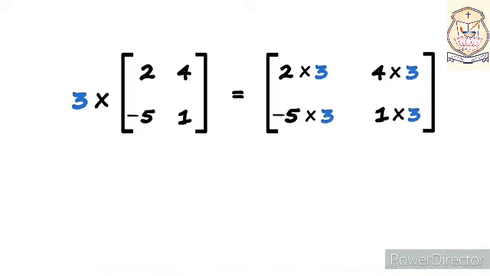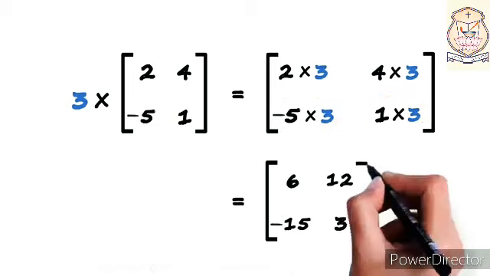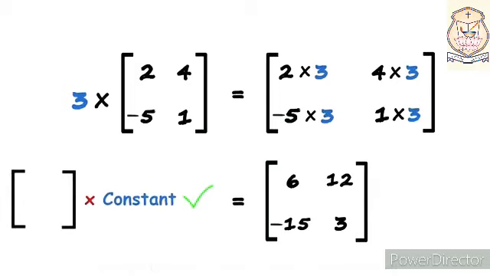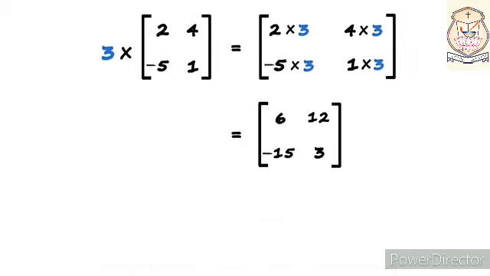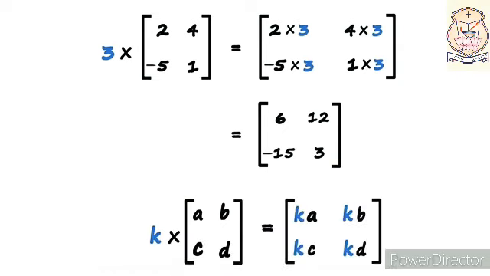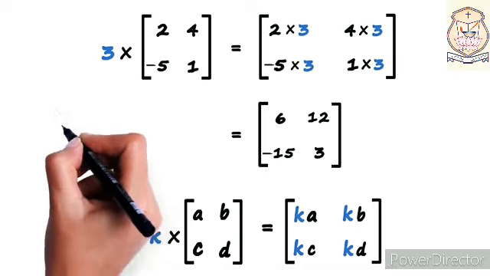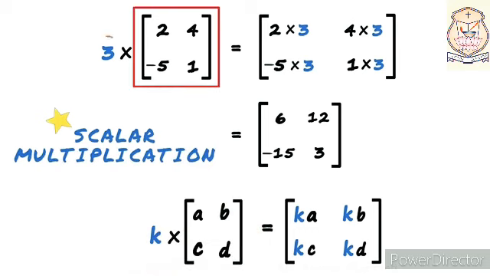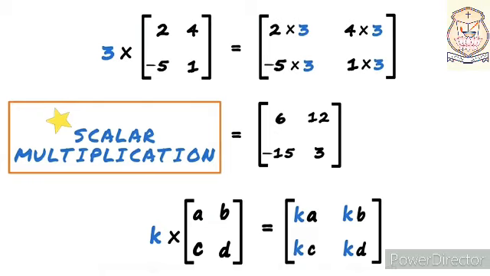Finding each element is easy now. 2 times 3 is 6, 4 times 3 is 12, minus 5 times 3 is minus 15, and 1 multiplied by 3 is 3. This is the answer. 3 times this matrix gives us this matrix. This always works when a matrix is multiplied by a constant. If a matrix is multiplied by a constant k, then each of its elements is multiplied by k to get the resulting matrix. This is an important concept and it's called scalar multiplication. Multiplying a matrix with a number is called scalar multiplication.